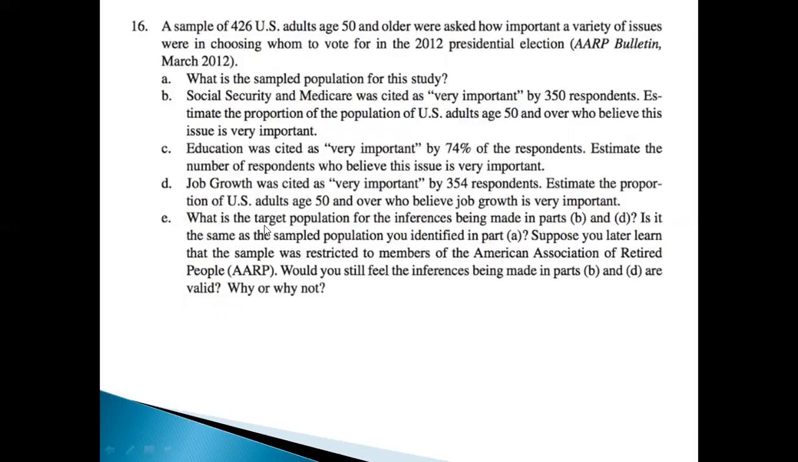And a final question here. What is the target population for the inferences being made in parts B and D? Is it the same as the sampled population you identified in part A? Suppose you later learned that the sample was restricted to members of the American Association of Retired People, AARP. Would you still feel the inferences being made in parts B and D are valid? Why or why not? So this is a multi-step problem.